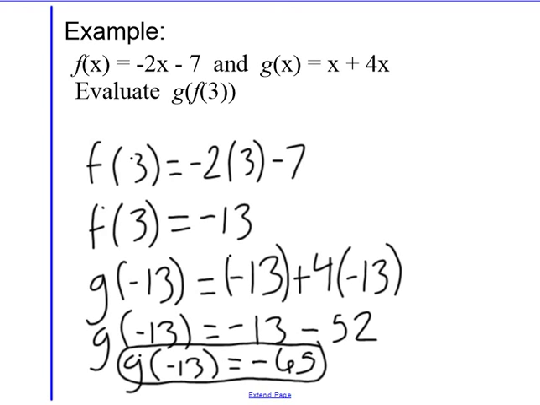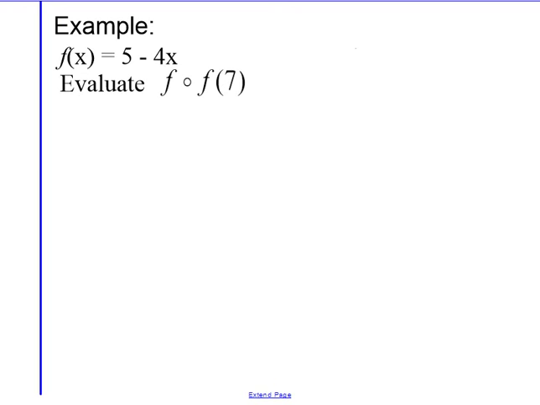To recap this problem, the instructions were to take a 3, plug it into the x for the f function, and work it out. Then whatever that answer is, plug it into the g function, here and here, and work that out. Here's an example that uses the other way to write a composite function.